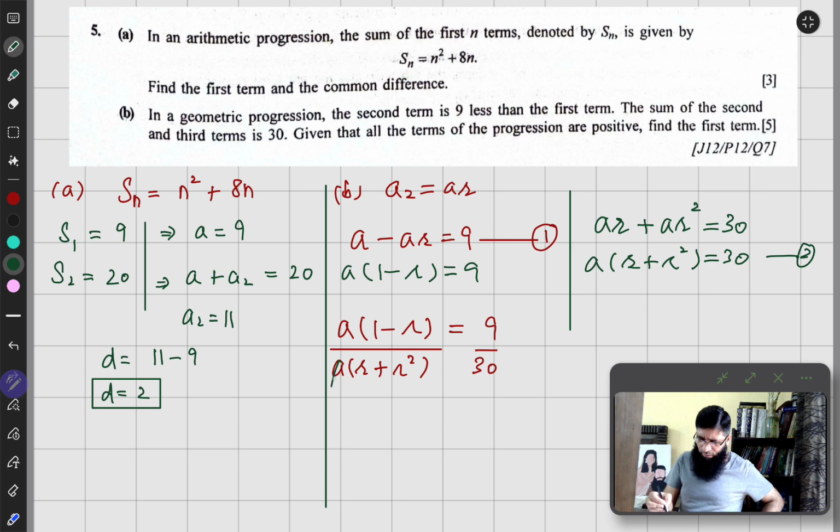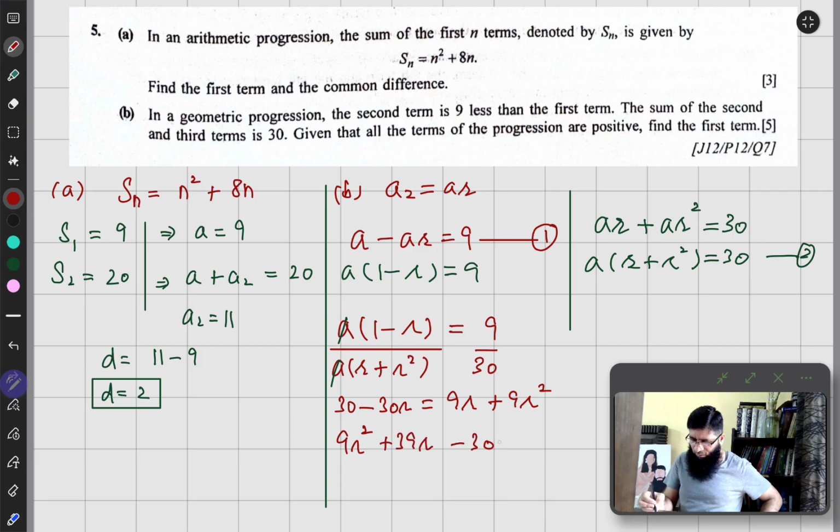If you divide both equations, you will have a quadratic equation in terms of R. So that will give you 30 minus 30R and 9R plus 9R square. So you will have 9R square plus 39R minus 30 is equal to 0. And let me use my calculator. That will give you R is equal to 2 by 3.